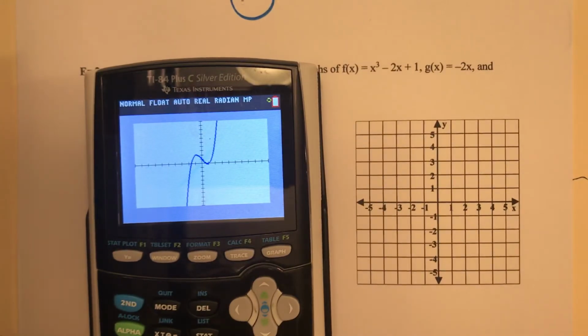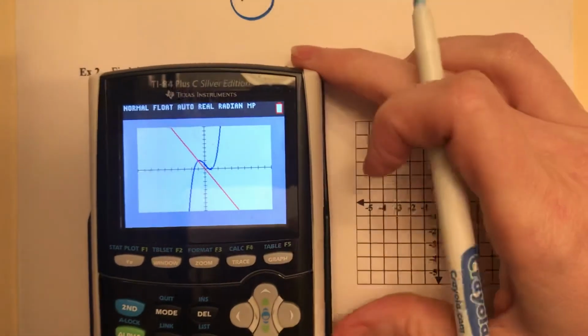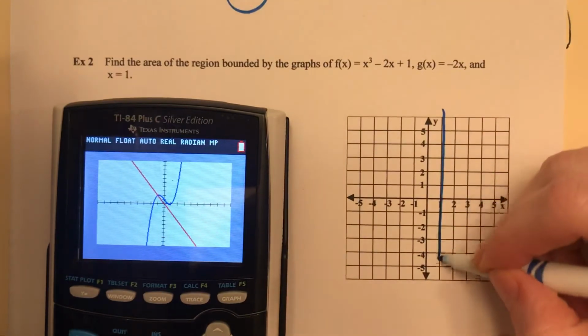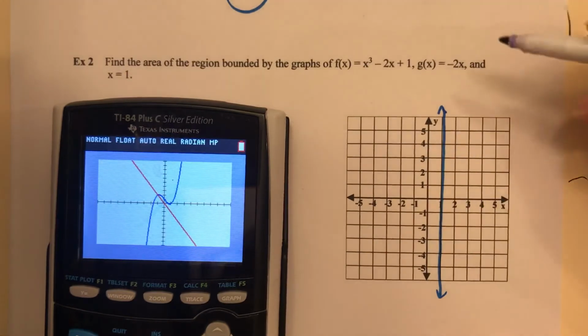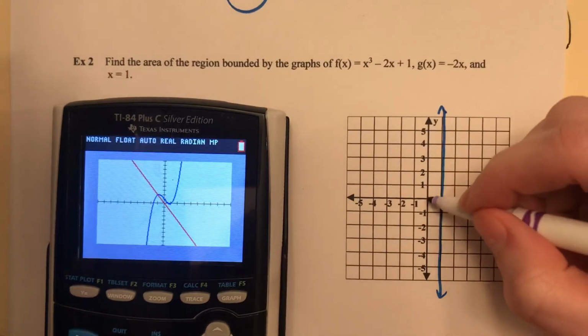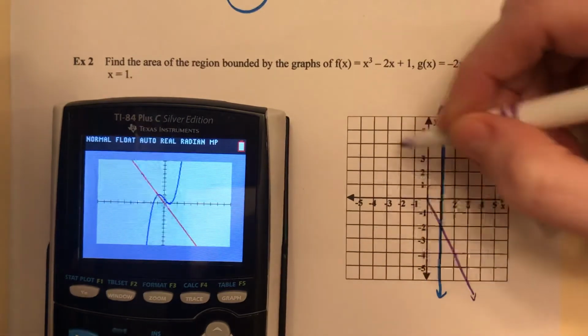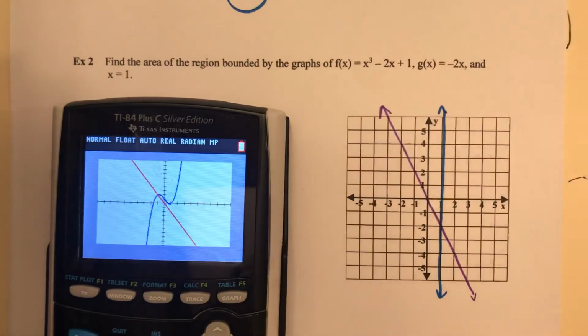So we've got a cubic function. We should get a straight line here. And then I've got another straight line. So I'm going to draw a sketch of this on my paper. So I already know what x equals 1 looks like. I'm going to draw that one in first. I've got -2x. And my third line, I've got a parabola.